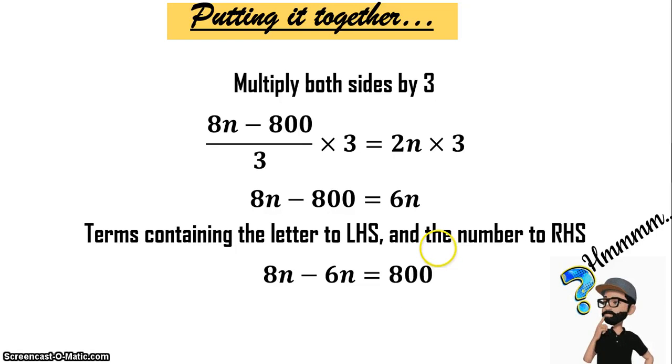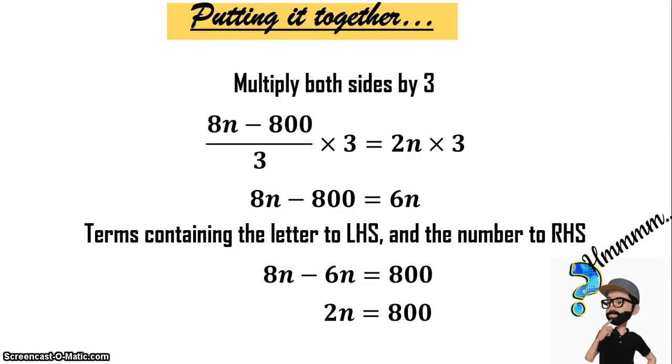8n minus 6n would give you 2n. So if 2n is equal to 800, how do you get n? You divide both sides by 2. Take note, you have a letter multiplying a number to give you another number. To get the value of the letter, simply divide by the number that is attached to that letter. We call that number the coefficient in elementary algebra. So you say the coefficient of n is 2. So you just divide both sides by 2. 2 cancels 2. 800 divided by 2 would give you 400. n is 400. Now it's easy.